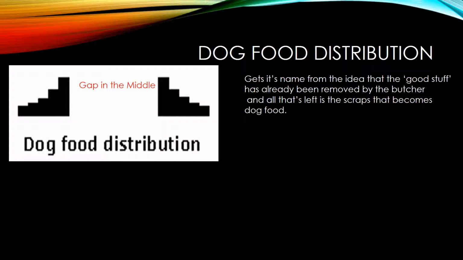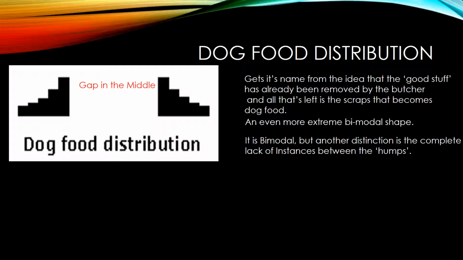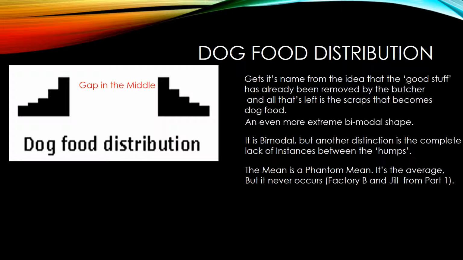Dog food distribution. This one's good because it's got a funny name. It gets its name from the idea that the good stuff has already been removed by the butcher, and all that's left is scraps that become dog food. So this is also a bimodal shape. It's an even more extreme version of a bimodal shape. The thing that makes this different is there's a complete lack of data in between the humps. With our other bimodal, they were sort of connected. This has a complete gap of data in between the far left and far right.